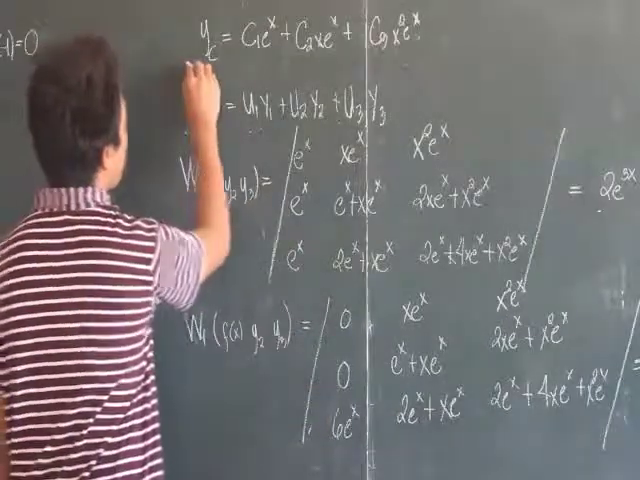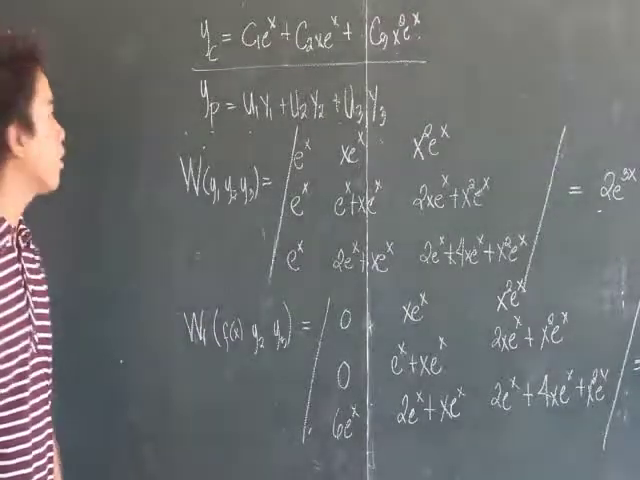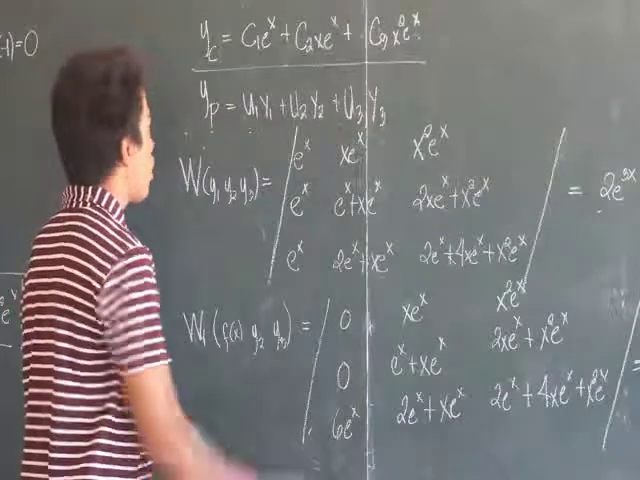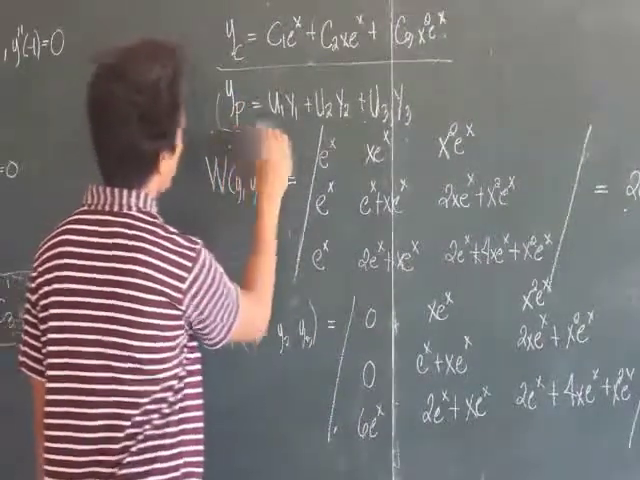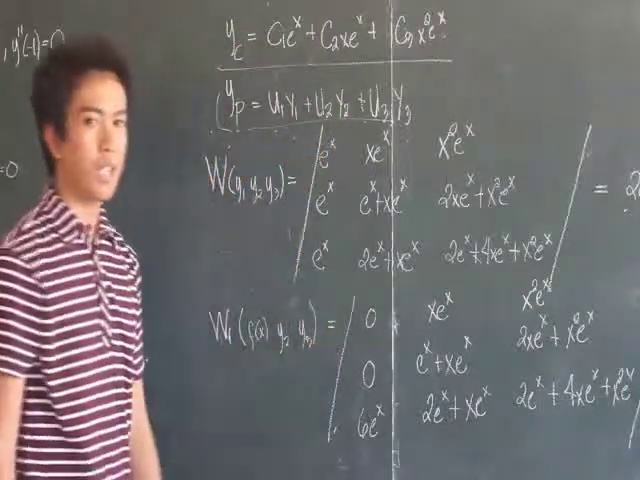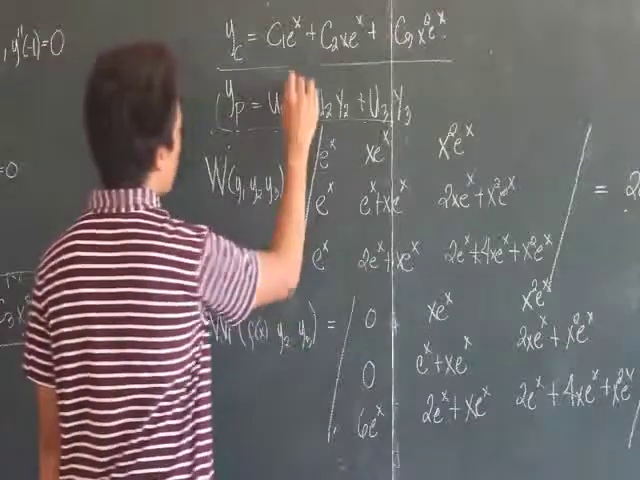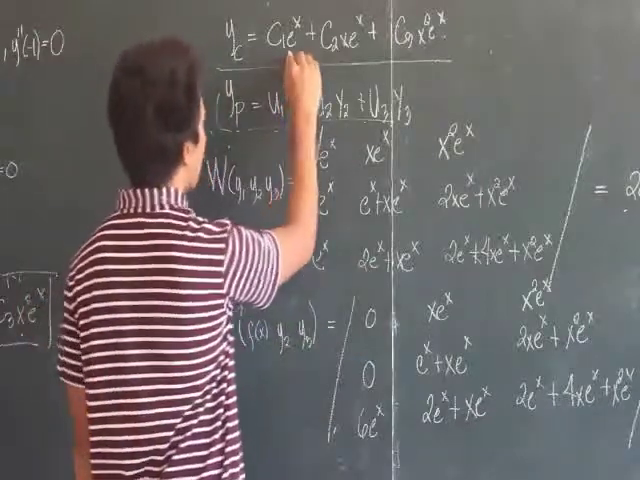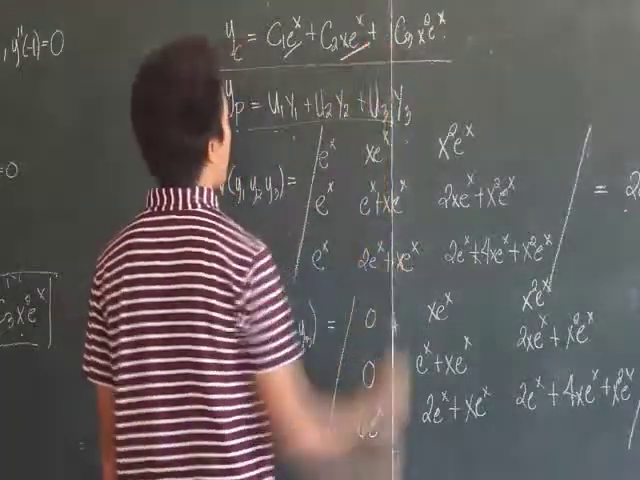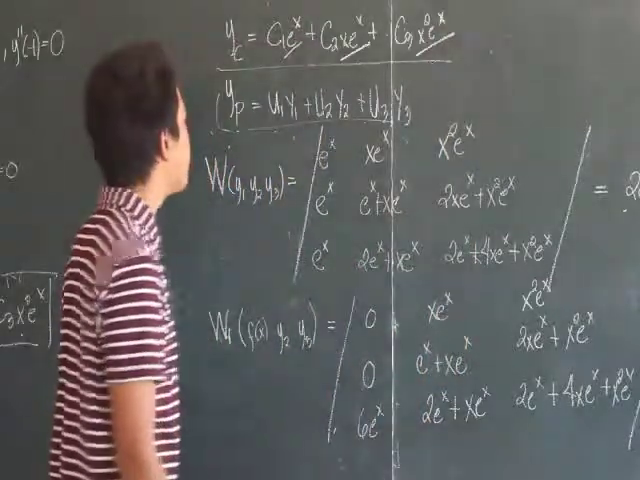After we obtain the complementary solution, we are now going to solve for the particular solution using the variation of parameters. So, our particular solution has a general equation of u1 times y1 plus u2 times y2 plus u3 times y3. Our y1 in this case is equal to e to the x, our y2 is x e to the x, and y3 is x squared e to the x.